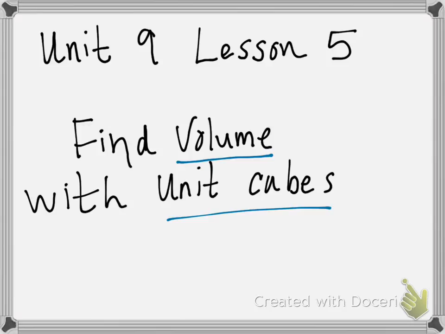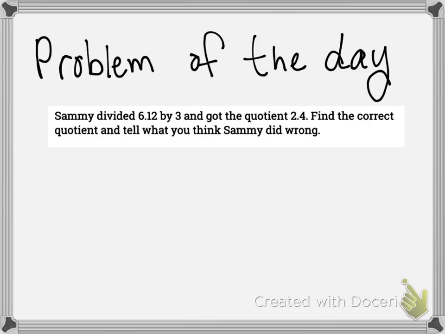Okay, let's get started. First we have the problem of the day. You can do this on your whiteboard or in your problem of the day box in your book. Sammy divided 6 12/100 by 3 and got the quotient of 2 4/10. Find the correct quotient and tell what you think she did wrong.